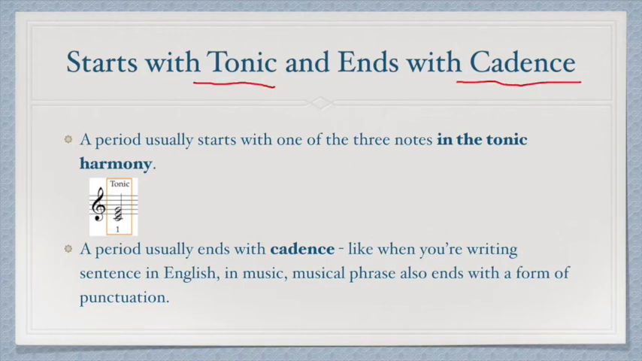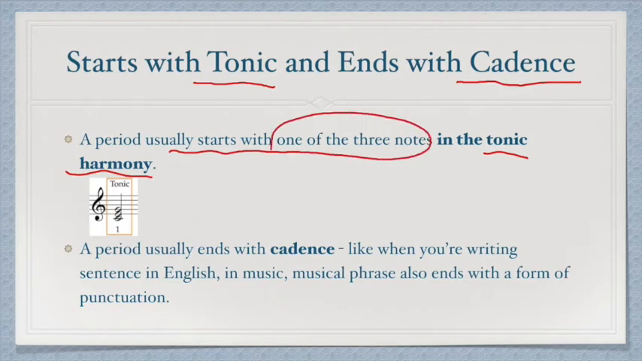What is tonic and what is cadence? Tonic harmony is just what we learned last week. It is based on scale degree one in any key. So a period usually starts with one of the three notes in the tonic harmony. Look at this example. This is the tonic harmony in C major, and it contains C, E, and G. This is the tonic harmony that we learned last week.